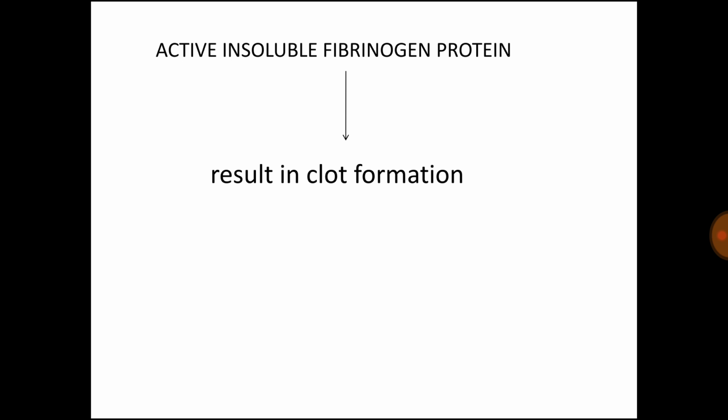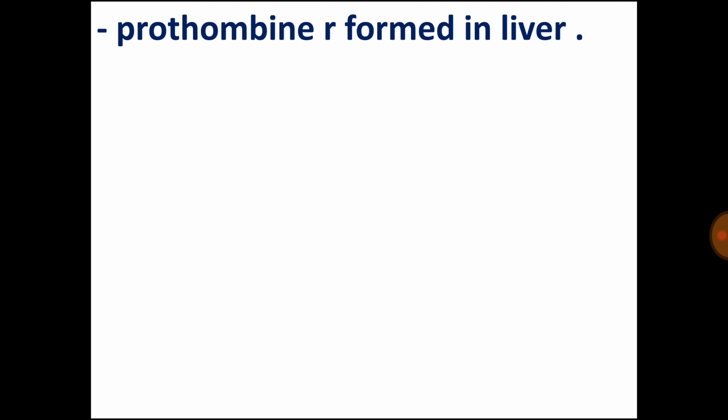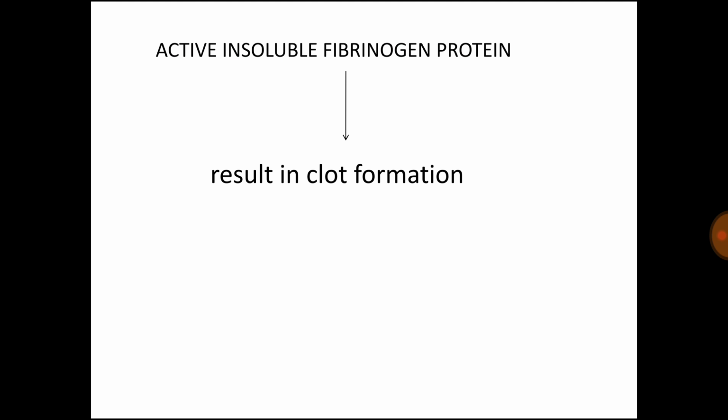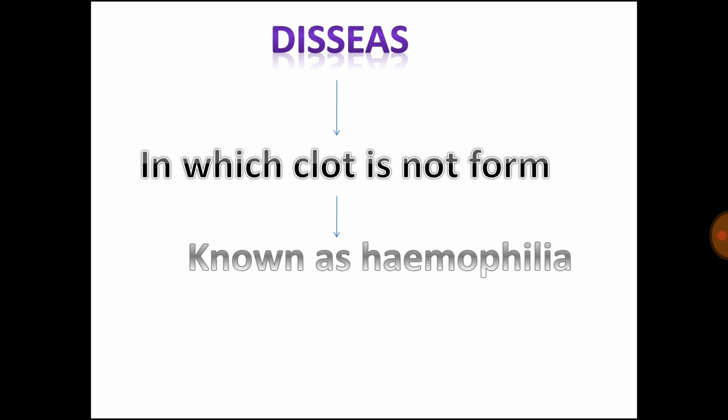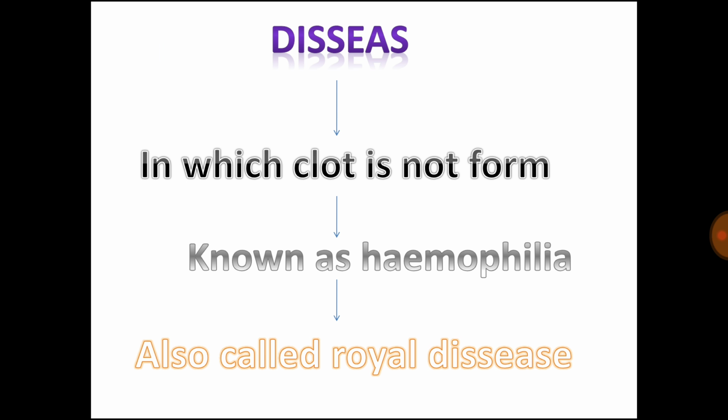Because it is insoluble, all the blood cells get clotted and help in clot formation. And prothrombin is formed in the liver. A clot is formed in 2 to 8 minutes. The disease in which the clot is not formed is known as hemophilia, also known as the royal disease.